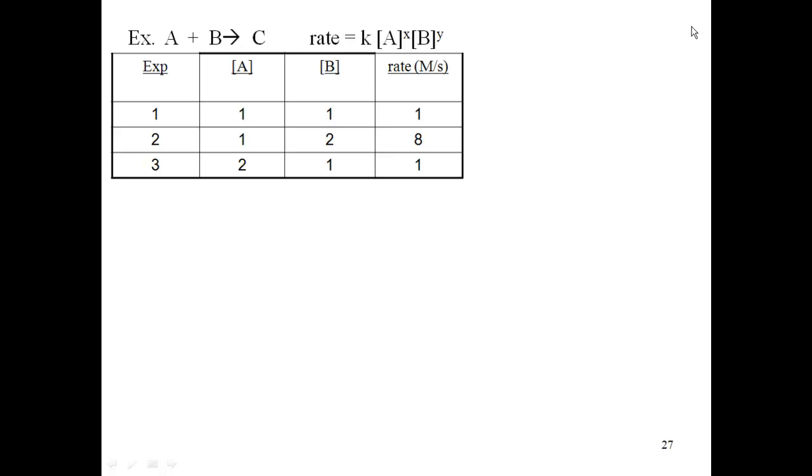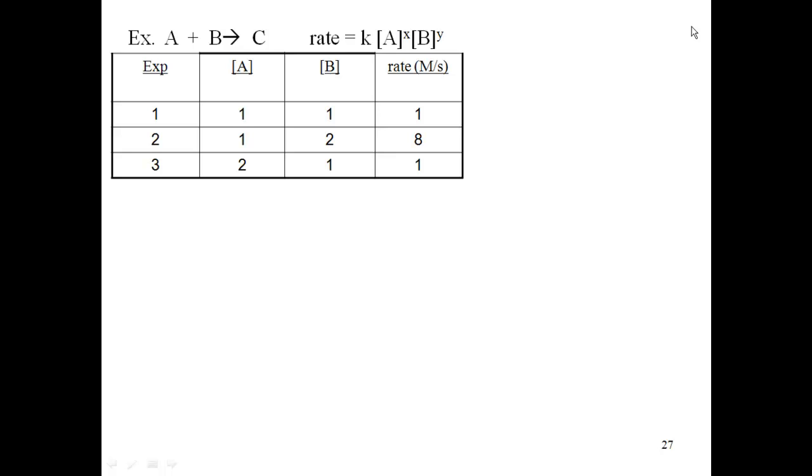All right, let's talk about calculations. So say I do an experiment. I come up with an A plus B gives me C experiment, and the generic rate equation would be rate is equal to K, concentration of A, which is one of the reactants, to some power X, times concentration of B to some power Y.